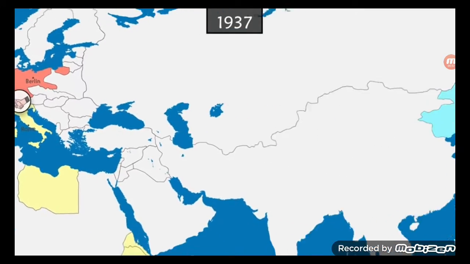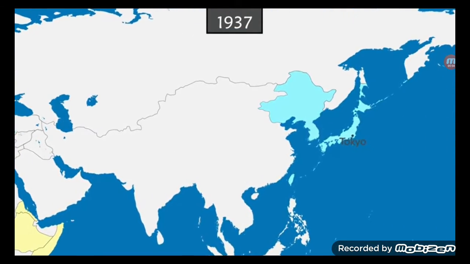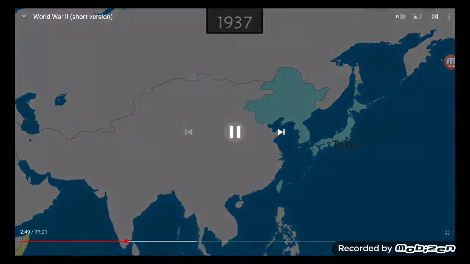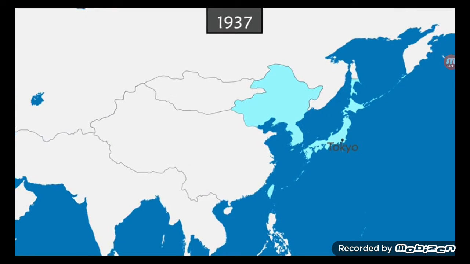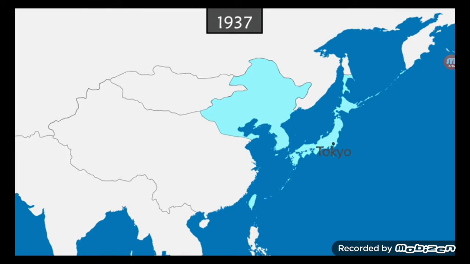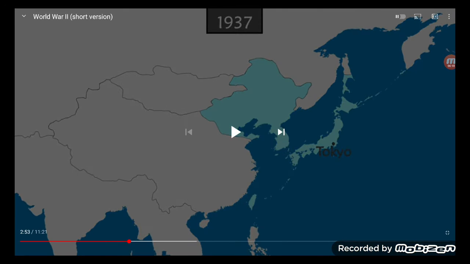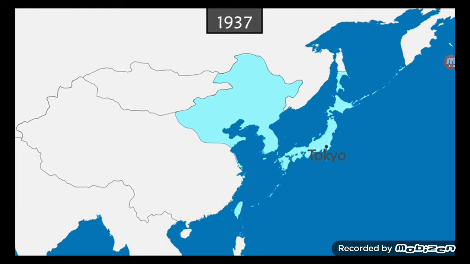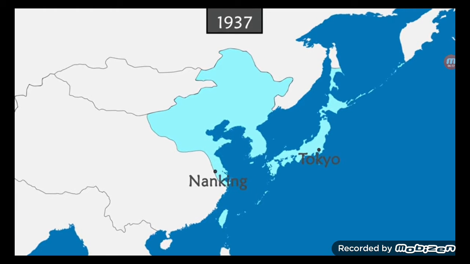In Asia, Japan continues its expansionist policy. The country takes advantage of the civil war in China to invade new territories. Of course, Japan was waiting for this moment. Japan hates China. The Japanese army uses chemical and biological weapons and commits massacres of populations.